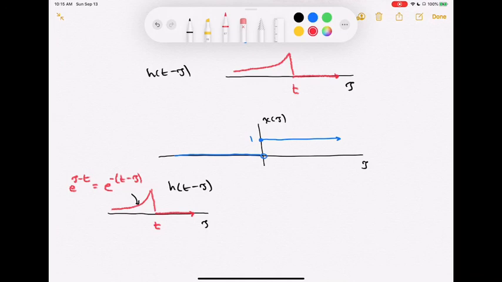When tau equals t, I would get e to the 0, and that would just be 1. That would be this peak value, as you would expect. As tau goes off to minus infinity, this expression, e to the tau minus t, goes to e to the minus infinity minus some value t. That would be e to the minus infinity. That goes to 0. So we see that going off asymptotically to 0. So this does seem to be evaluating as we would have expected.